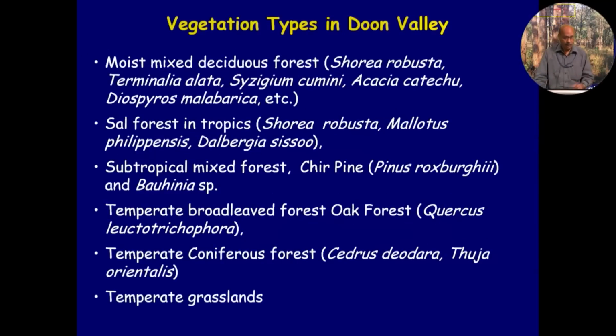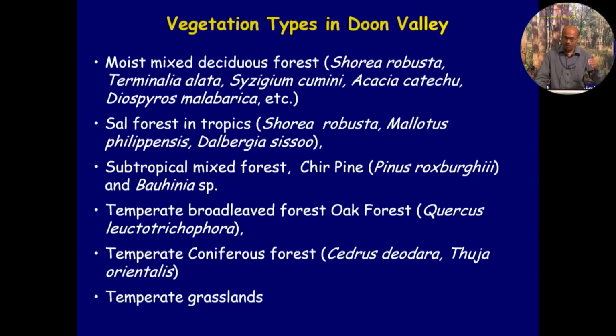Just to give you an example, I have already told you how the vegetation is distributed in Doon Valley, because I will give you some examples from the Doon Valley, and you had some discussion with the madam about the spectral signature. Spectral signature is the main source for us to identify a species. So this is how you start.